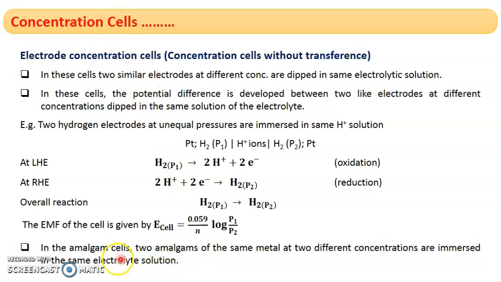And another example is amalgam cells. Amalgam cells, you know very well. Two amalgam cells of the same metal are taken at two different concentrations, immersed in a single electrolytic solution, or two identical electrolytic solutions can be used here. So that is also an example for electrode concentration cells. Hope you are clear with the electrode concentration cells. The basic concept here is electrodes are similar, electrolytes are identical.